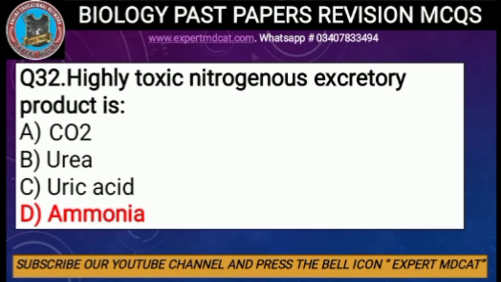Question number 32 is, highly toxic nitrogenous excretory product is. Options are carbon dioxide, urea, uric acid, ammonia. Here the correct option is ammonia. Excretory waste of aquatic animals is ammonia. Remember that. And it is to be noted that a large quantity of water is required to dilute or remove ammonia. So the highly toxic nitrogenous excretory product is ammonia, which is released by aquatic animals.